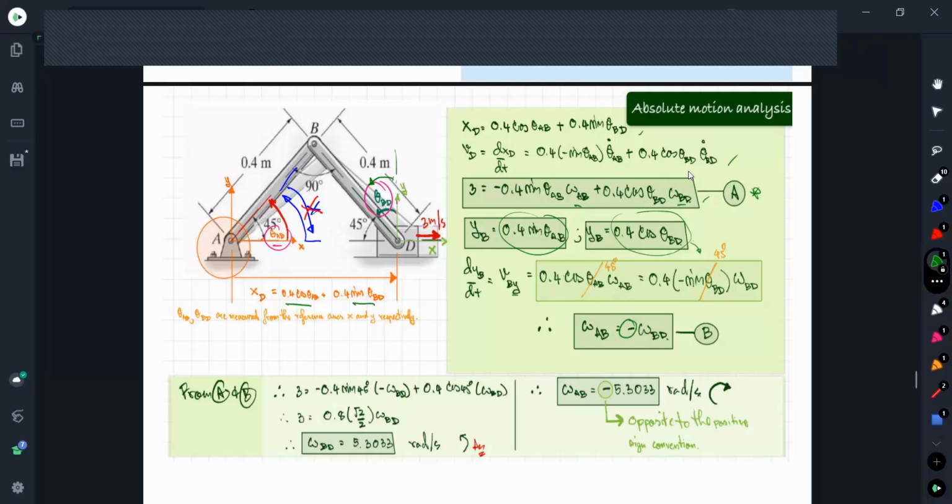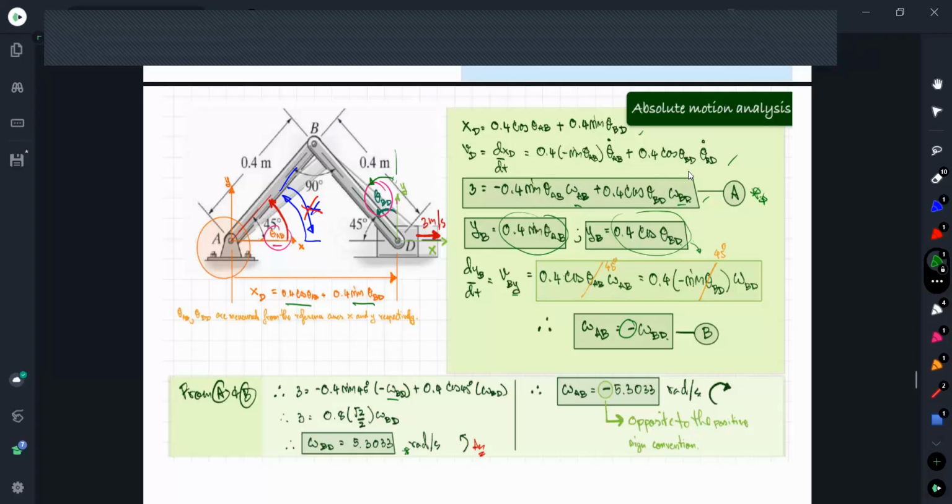Okay, we do the same thing. We back substitute into equation A. We substitute omega AB to be minus omega BD here. After we solve this equation, we obtain omega BD equal to 5.3, and omega AB becomes minus 5.3.